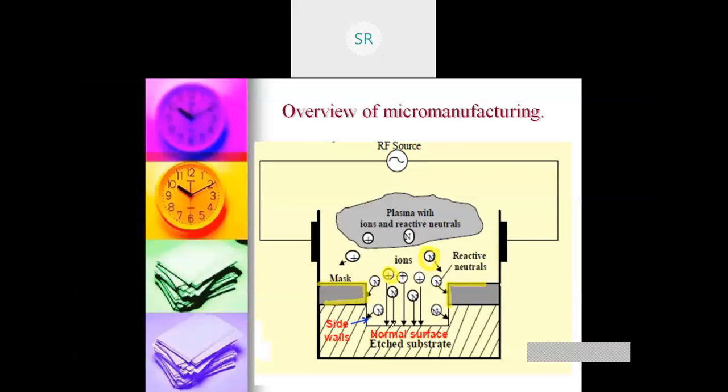So what will happen is, because of this, the high energy reaction causes local evaporation here. It causes the local evaporation, and thus results in the removal of the substrate.